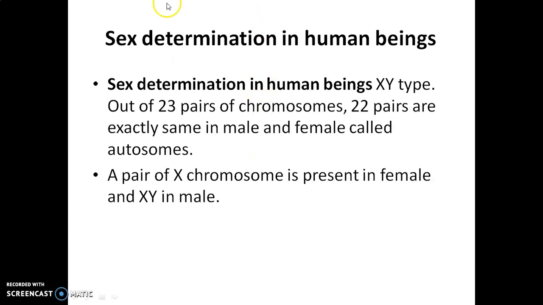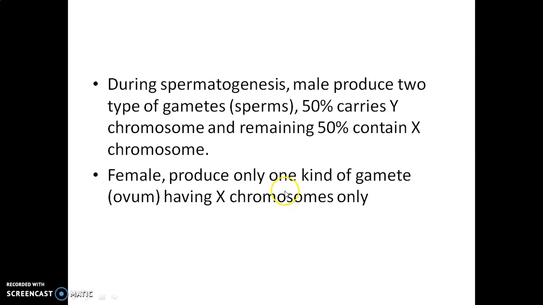Okay, now let's discuss sex determination in human beings in detail. I know you are aware of it. We know that out of 23 pairs of chromosomes, 22 pairs are exactly the same in male and female, called autosomes. A pair of X chromosomes is present in female and in male X and Y. So during spermatogenesis, the male produces two types of gametes, sperms. 50% carry the Y chromosome and the remaining 50%, yes, the X chromosome. Whereas the female produces only one kind of gamete, or ovum, having the X chromosome only, isn't it?